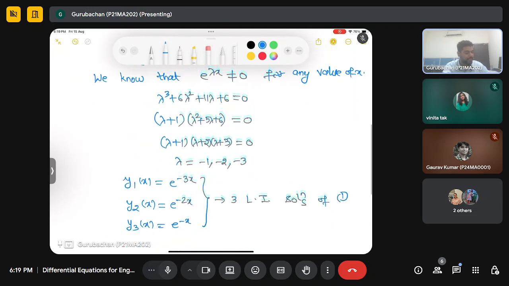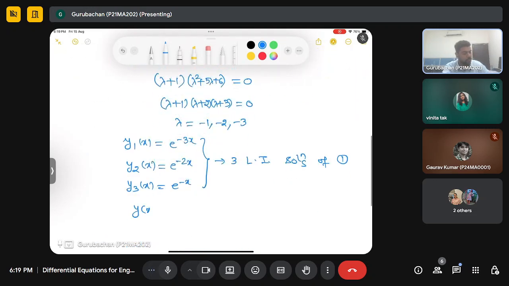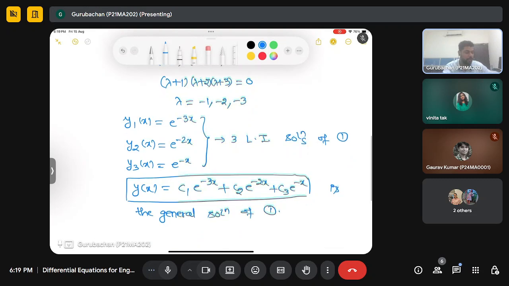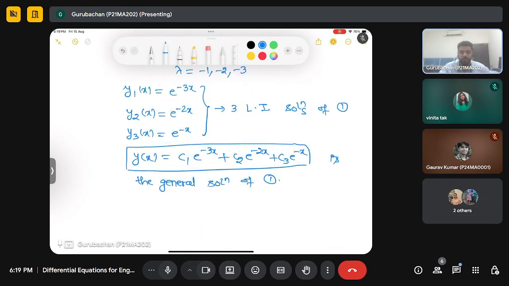So we found these linearly independent solutions, and the linear combination will be C1 e to the power -3x plus C2 e to the power -2x plus C3 e to the power -x. So this will be the general solution of 1. Okay, any doubt? If not, then let me write the next question.